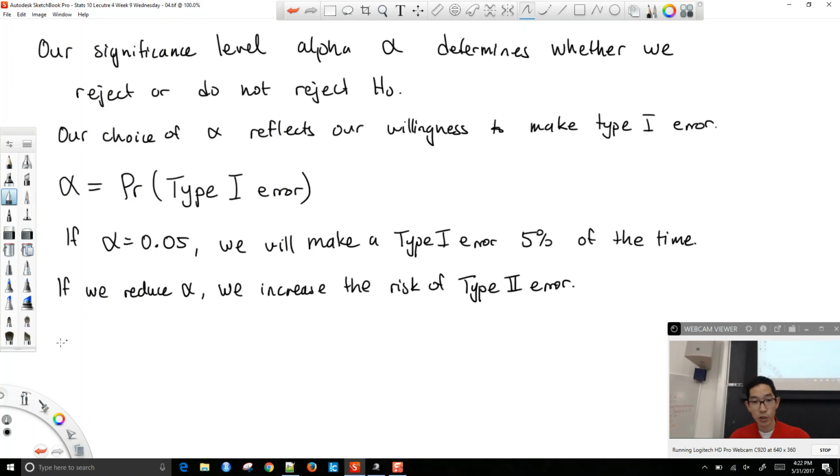Okay, and so the symbol we use for type 2 error is beta. Beta is the probability of a type 2 error.